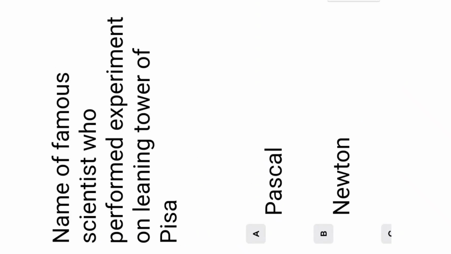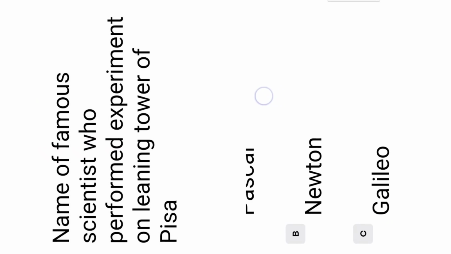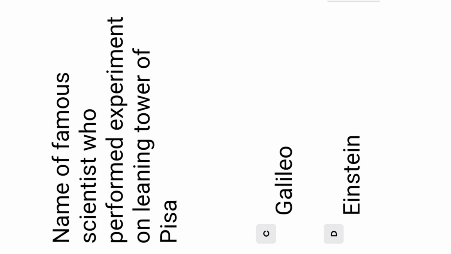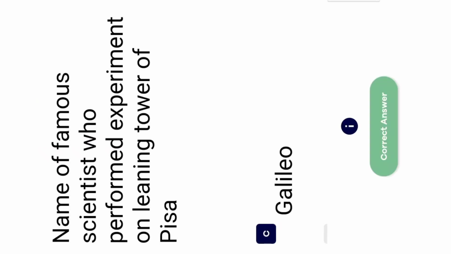Name of famous scientist who performed experiment on Leaning Tower of Pisa: A, Pascal, B, Newton, C, Galileo, D, Einstein. Correct answer is Galileo. So we take C. Length of half of a circle with radius r is equal to A pi r square, B pi r, C 2 pi r, D pi r cube. The correct answer is pi r. So we tick B.